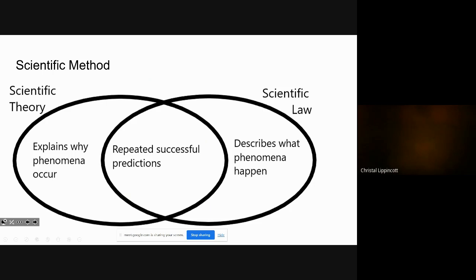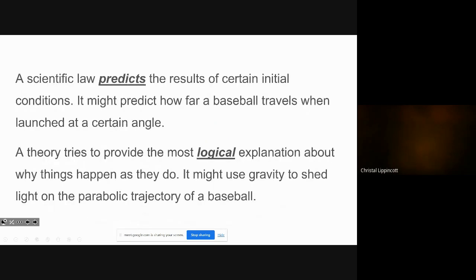That's good. Okay. So scientific law is going to predict, and a theory is going to give you a logical explanation. So that's just another way to phrase what I had on that Venn diagram. If you want to write it down, you can, but if you get the idea from the Venn diagram, it's good too.